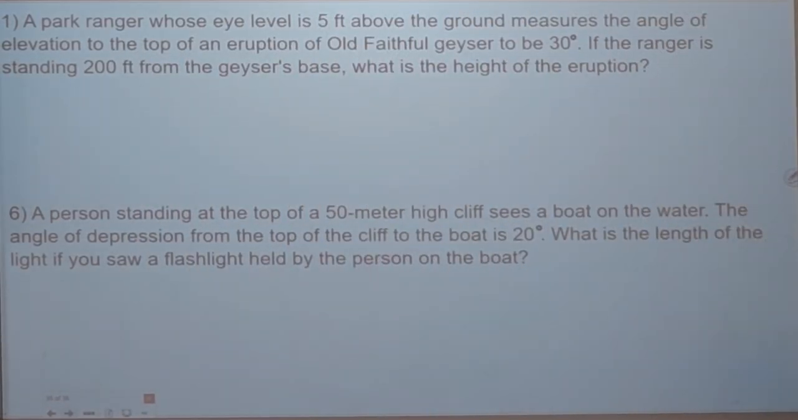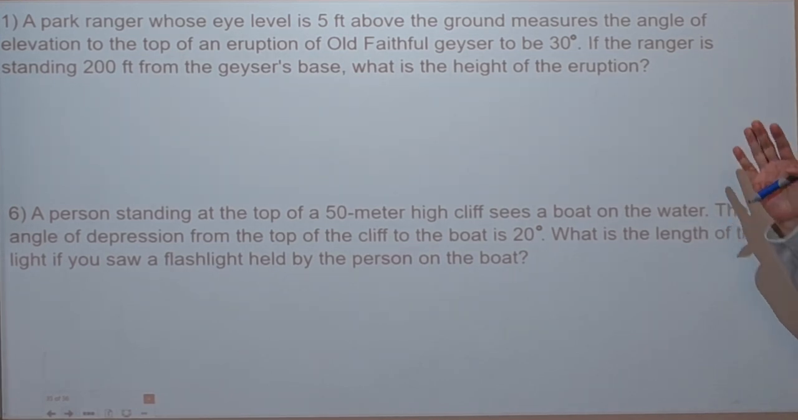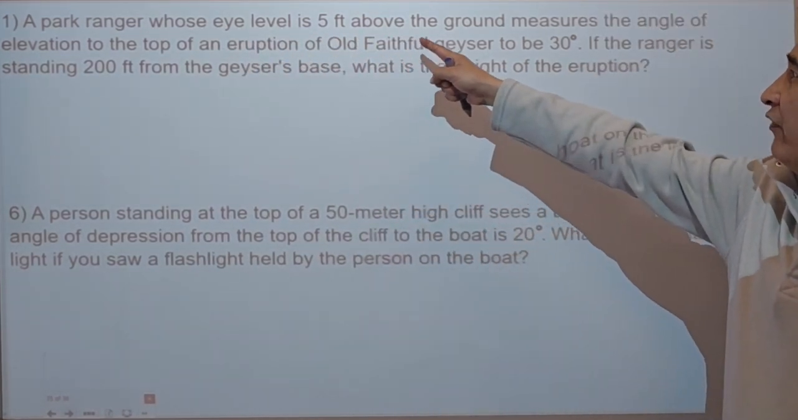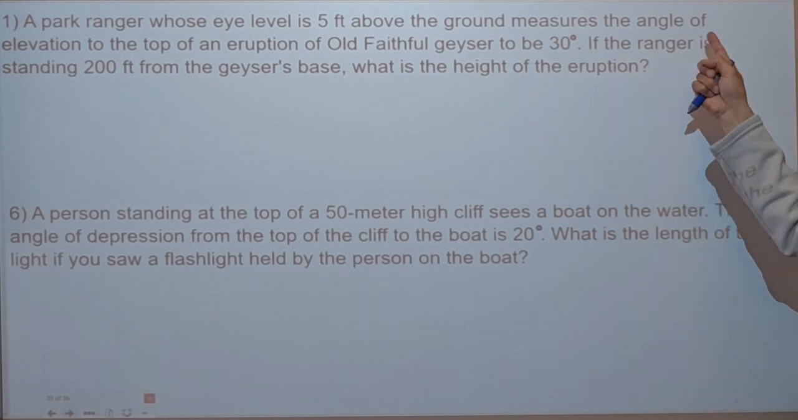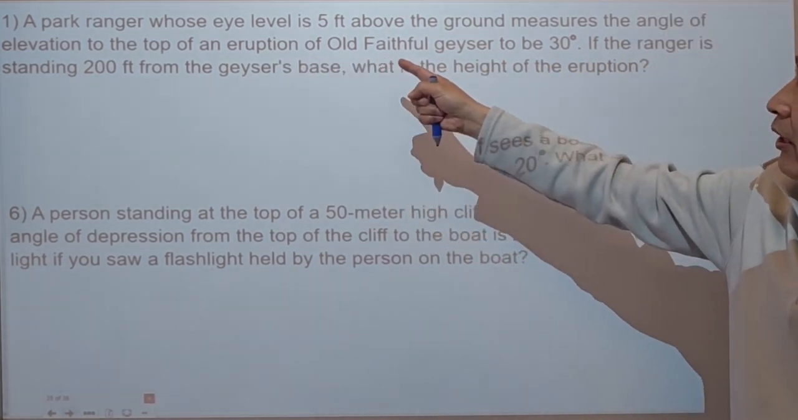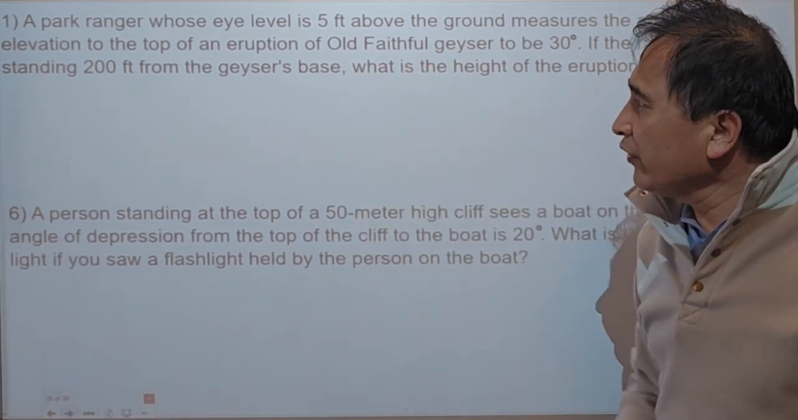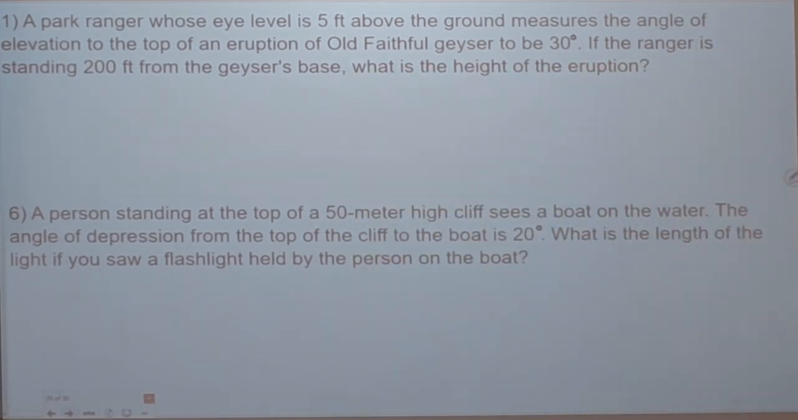There are a lot of applications of these tricks, but let's do two of those for now. The word problem looks kind of complicated, but after you read the problem and draw the diagram, it's very simple, just as we practiced before. Let's read it. The park ranger whose eye level is 5 feet above the ground measures the angle of elevation to the top of an eruption of Old Faithful geyser to be 30 degrees. If the ranger is standing 200 feet from the geyser's base, what is the height of the eruption?